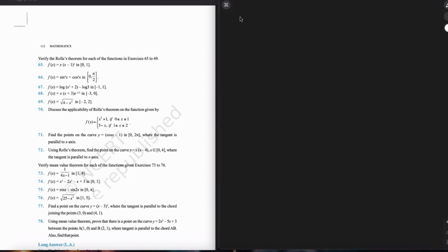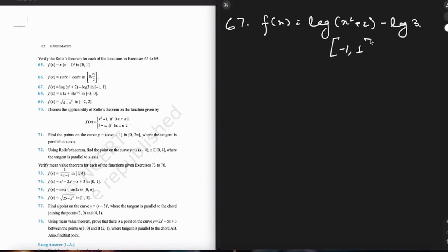Now we'll do question number 67. f(x) is equal to log of (x square plus 2) minus log 3. Okay, the domain given to us is minus 1 to 1. f at minus 1: log of (1 plus 2), 3, log 3 minus log 3 is 0. And similarly for f(1), 1 plus 2, 3, log 3 minus log 3 is 0 again.